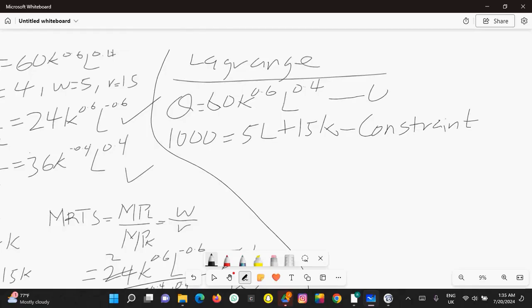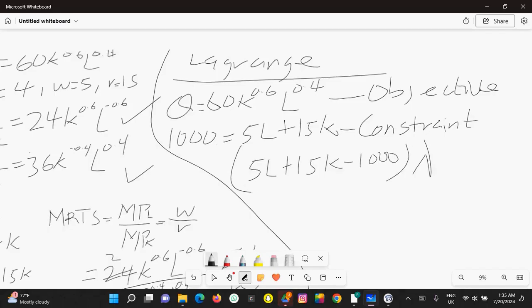And here becomes our objective function. All right, so what we are going to do now is bring 1,000 inside the distance and then multiply by lambda. So now it's going to be 5L plus 15P minus 1,000, all multiplied by lambda.